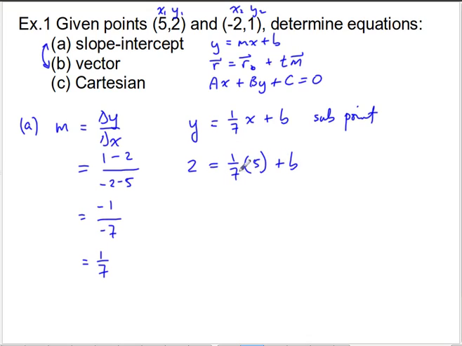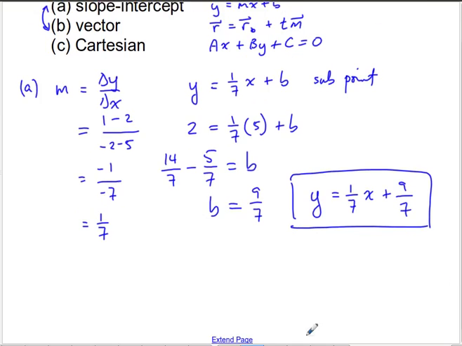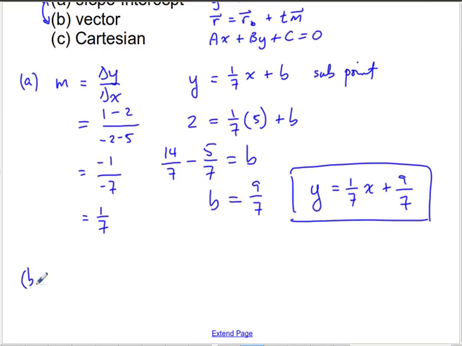You can see this is going to end up being kind of an awkward number, it's going to be a fraction. So I'm going to give a denominator of 7 to both sides. So this becomes 14 over 7. This is 5 over 7, which is going to go to the other side, so that's going to become minus 5 over 7. And so my intercept turns out to be 9 over 7. And so we end up with our final form of the equation is 1/7 x plus 9 over 7. And nothing groundbreaking there. That's something you've been doing since, well, grade 10 at the latest.